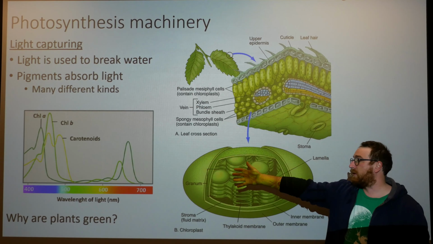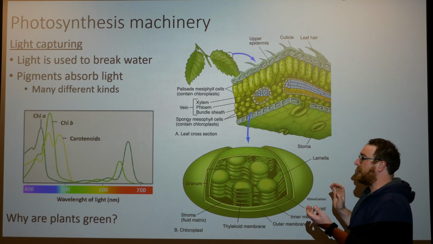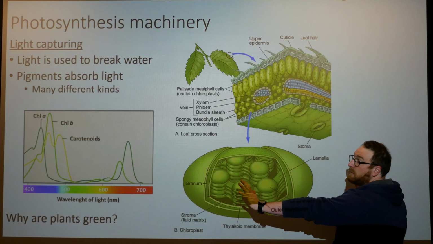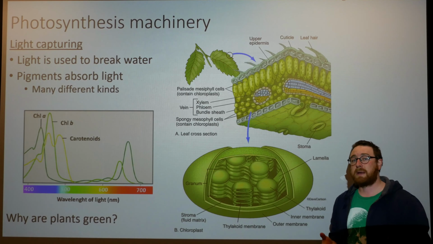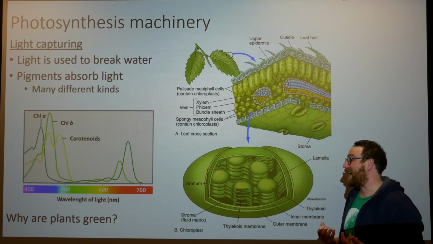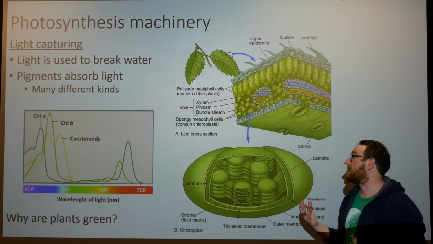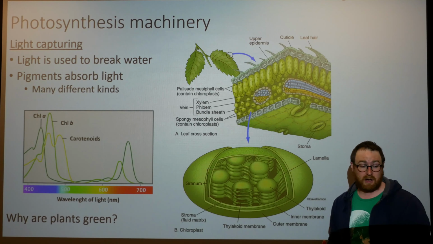And if you look at the spectra that these different pigments make, you can see that the big peaks are in the red area and in the blue light area. And that's why plants are green, because they don't actually absorb a lot of green, they reflect that back. And so to our eyes, it appears like they have that color.